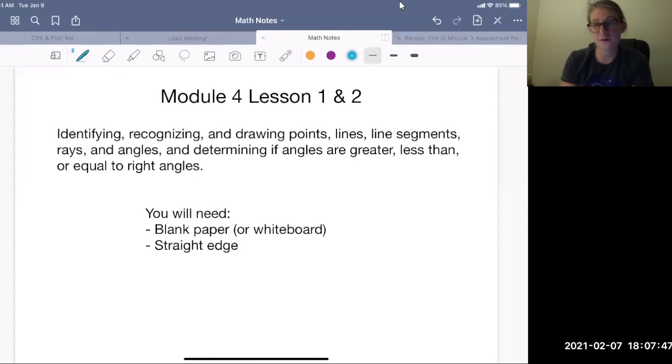So the first half of our module will be talking about geometry and the important key things you need to know in geometry. For this lesson, we're putting 2 lessons together. So we are going to be identifying, recognizing, and drawing points, lines, line segments, rays, and angles. And we're also going to be determining if angles are greater, less than, or equal to right angles. And we'll find out what right angles are in the first part of this lesson.